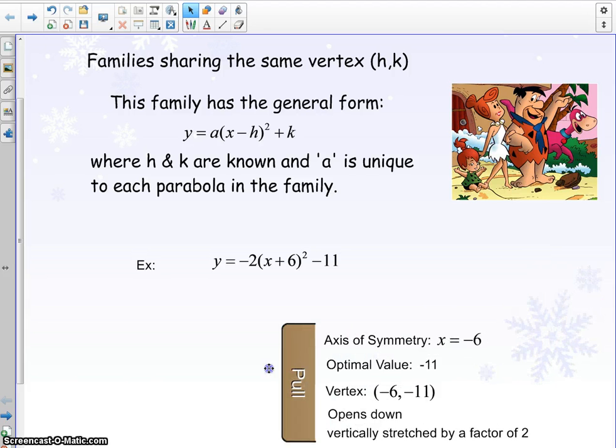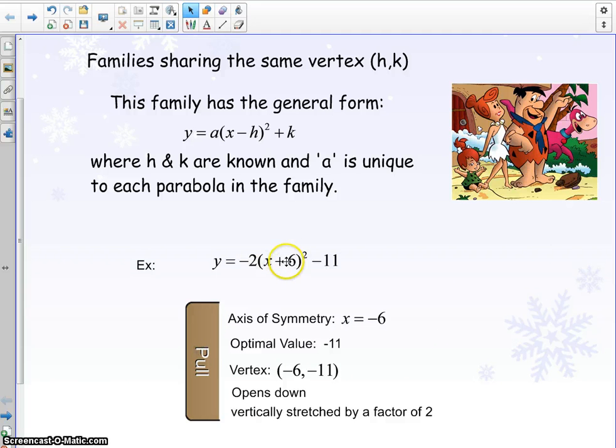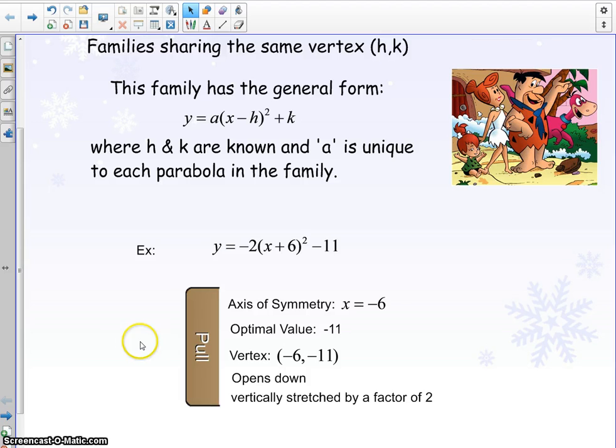Okay, so hopefully, looking at that, we should be able to see that the vertex was at negative 6, negative 11, which tells us our axis of symmetry is x equals negative 6 and our optimal value is negative 11. We should be able to tell it opens down because our a value here is negative. And if you want to look at how it compares to y equals x squared, that basic parabola, this would have been vertically stretched by a factor of 2 because we have a 2 up there in front of the bracket. Okay, so again, this form can tell us a lot.